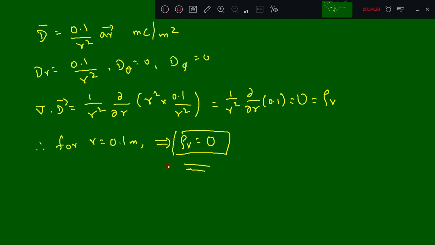So these are the two problems and the derivation of Maxwell's first equation. For the next class we will continue with one more derivation, the proof of the divergence theorem, and next we will continue with Maxwell's second equation. Okay, thank you.